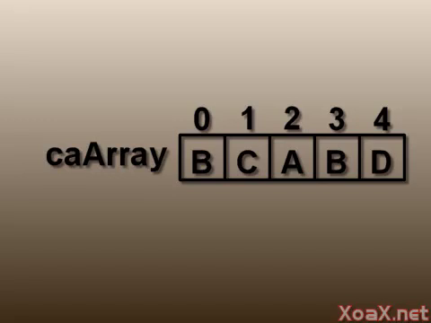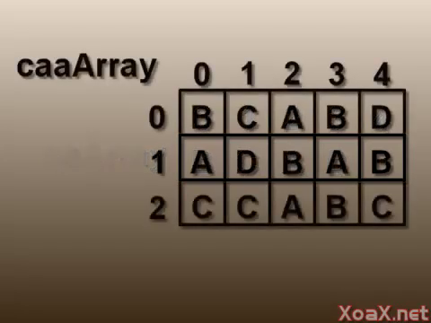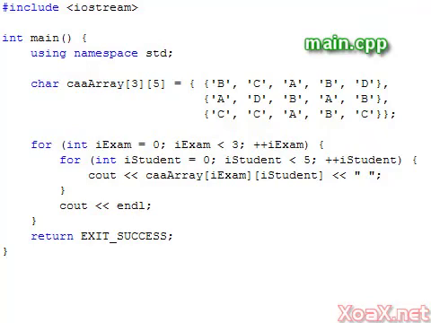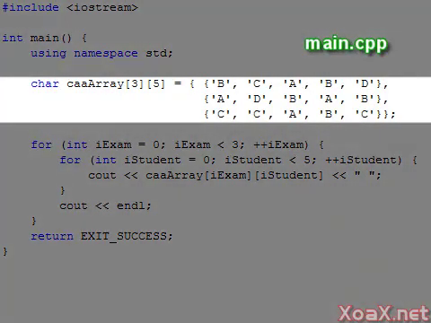For example, this array of characters might represent the exam grades of 5 students on a particular exam. This works well if there's only one exam. However, if we have 3 exams, it is more convenient to use a two-dimensional array like this one. Here we show the code to declare and initialize that two-dimensional array. For the initialization, we put the values into nested braces.